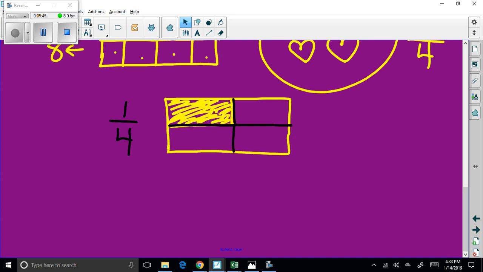So that's a different way of looking at fractions, and I just wanted to point it out. And that's fractions.